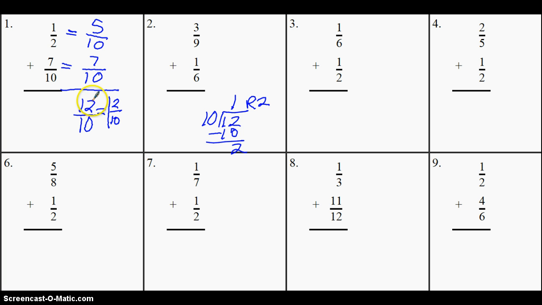I did convert this improper fraction to a mixed number, but I still do not have a reduced fraction to simplest terms. So I'm going to bring my whole back here, the 1, and then I know that 2 and 10, the greatest common factor of 2 and 10 is 2. 2 will go into 2 one time, and 2 will go into 10 5 times.